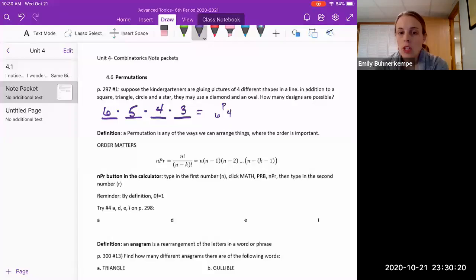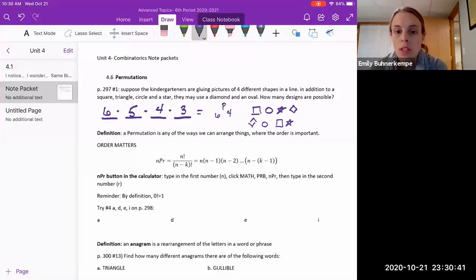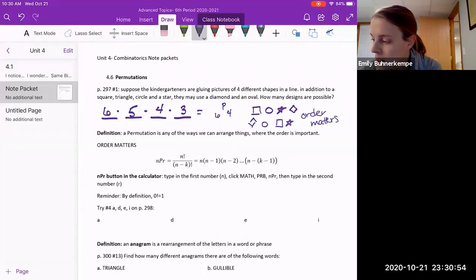When we do a permutation, we're saying that, for example, if you put a square, a circle, a star, and then a diamond, and you use those same shapes but put them in a different order, these would be counted as different choices for the kindergartners. So in a permutation, the order in which you select the objects matters. In other words, they're counted as different choices.